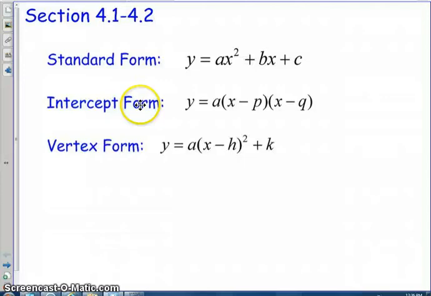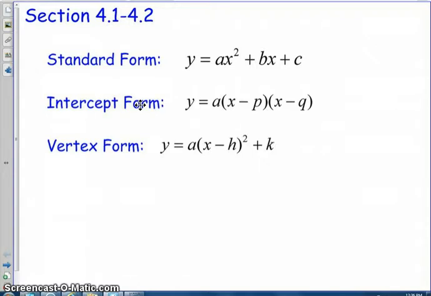All right, we're going to go through the three different forms in which a quadratic equation appears when you're asked to graph it. The three forms are standard form, intercept form, and vertex form. We're actually going to go through all three forms. They're in sections 4.1 through 4.3 in the Algebra 2 book.